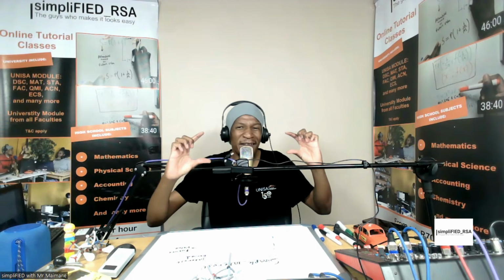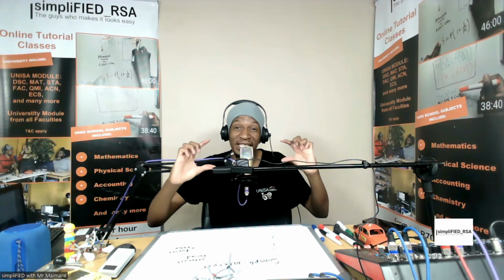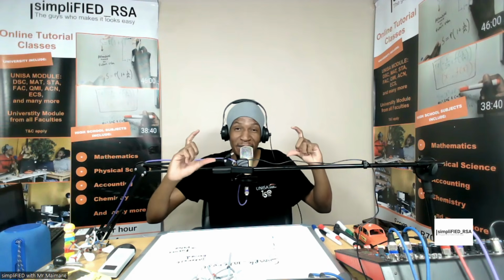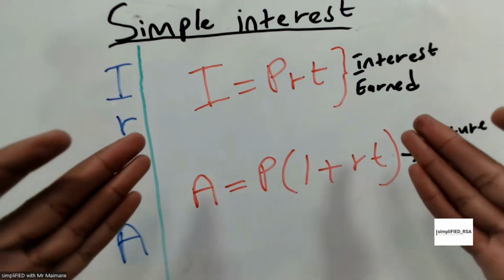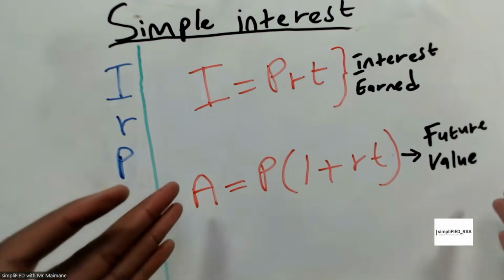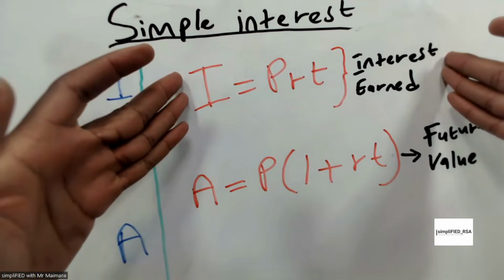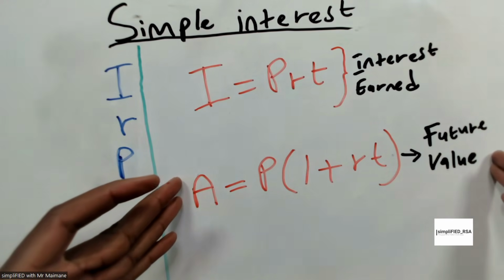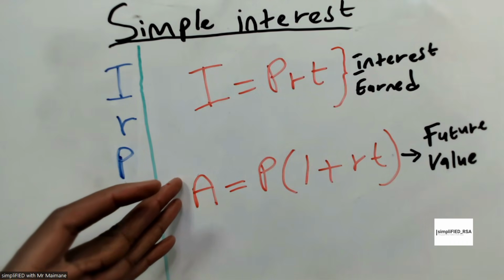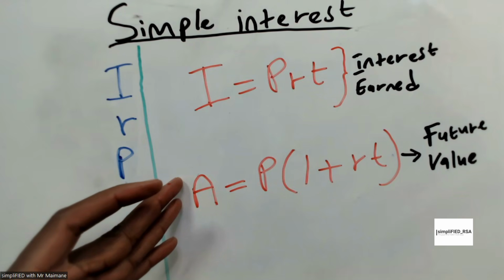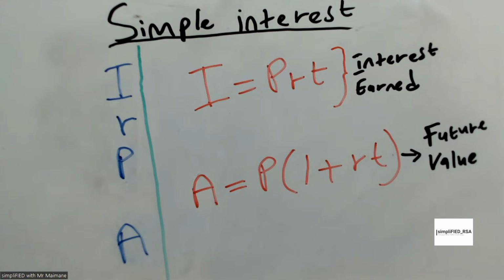Mind you, we're still under simple interest. I haven't said anything about compound interest yet. We're still under simple interest. For you to apply both these equations, either to calculate interest earned like this, or to calculate a future value like this, the word simple interest has to be mentioned in the question paragraph.